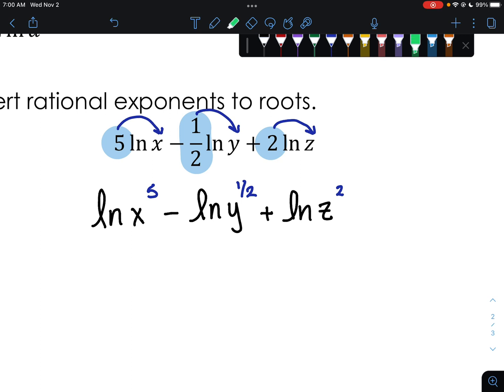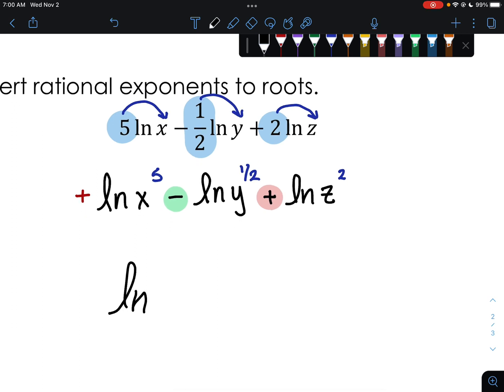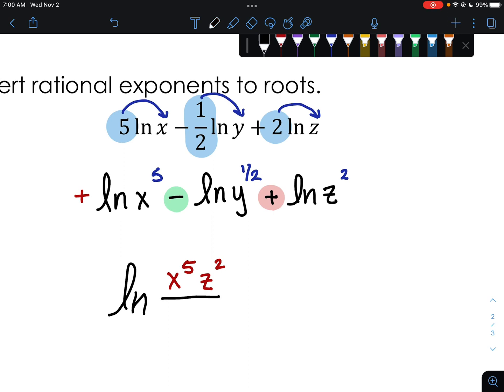Now we look for plus and minus signs. This has a minus sign, so the y should go in the denominator. This has a plus sign, so the z should go in the numerator with the x, because the x term, this one right here, is also positive. It just doesn't have a sign in front. So we're going to condense it, which means we're only going to have one natural log. The x to the 5th is going to go on top, and the z squared is going to go on top. On bottom, we're going to have the y to the 1/2 power.